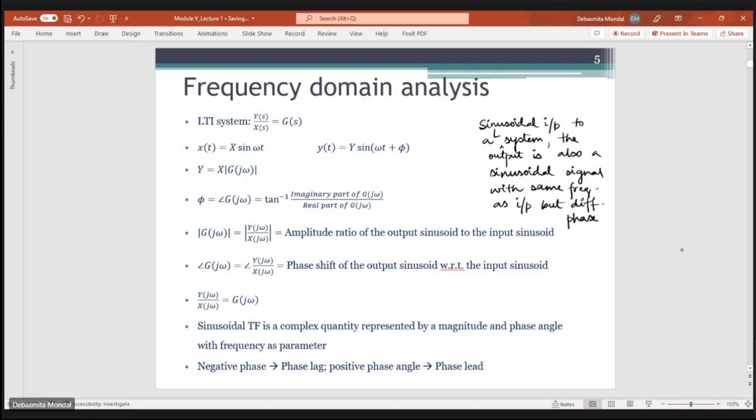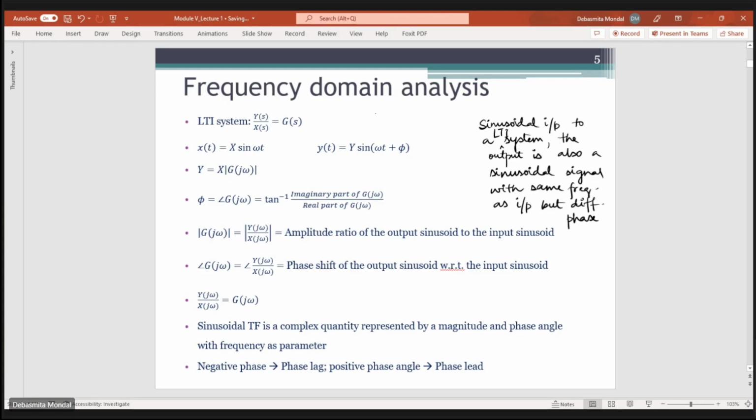So if you have a linear time invariant system, this is the property of an LTI system: if you provide a sinusoidal input to an LTI system, then the output sinusoid will also have the same frequency as the input, but it will be a phase shifted signal. So y(t) will be equal to Y sin(omega t plus phi). The frequency of both the output and the input is the same, that is omega, and there is this phase change phi.